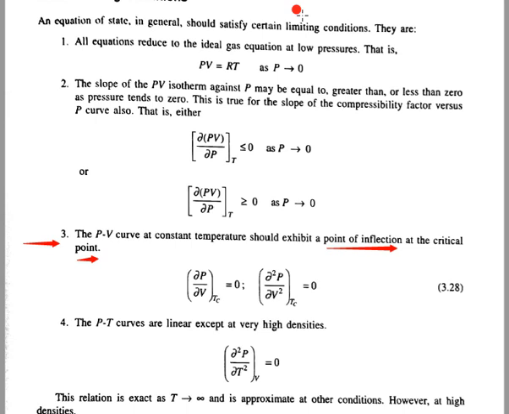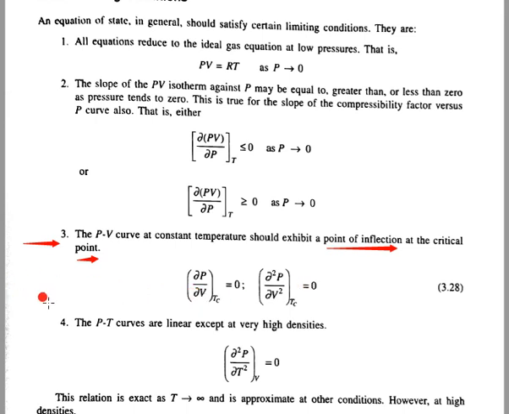So del P by del V at the critical temperature TC, at constant temperature, is equal to 0, and the second derivative, del square P upon del V square at constant temperature TC, that is the critical temperature, is equal to 0.